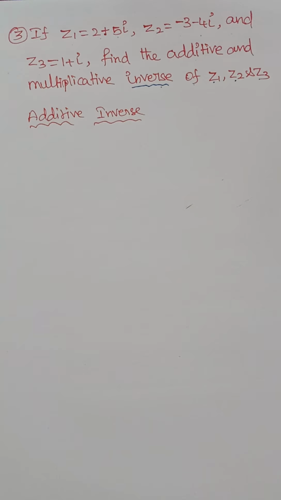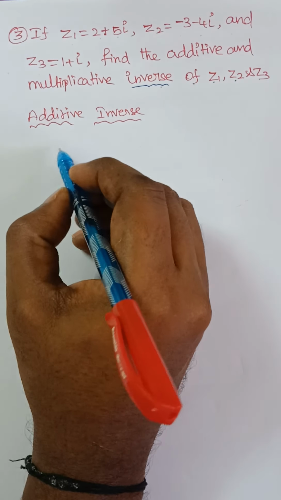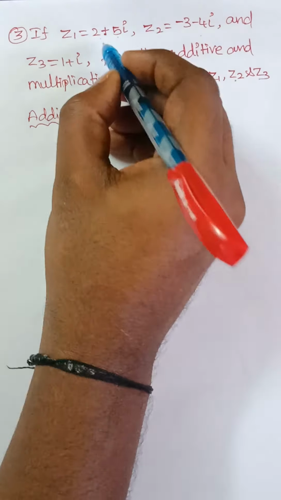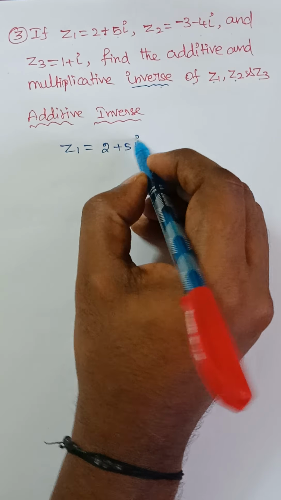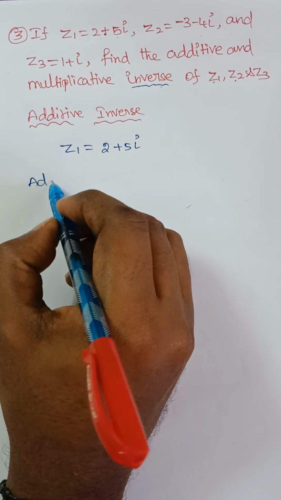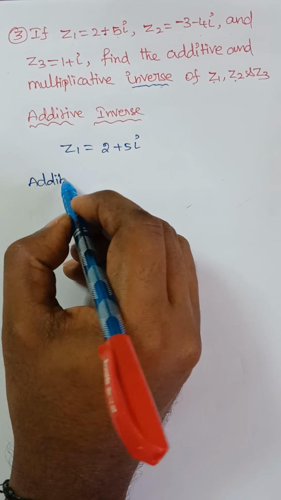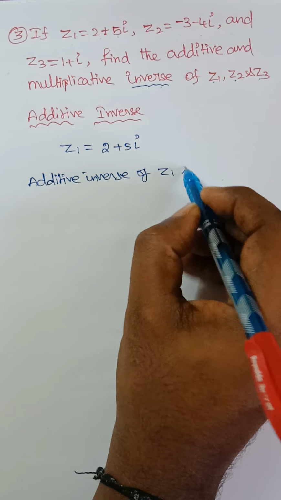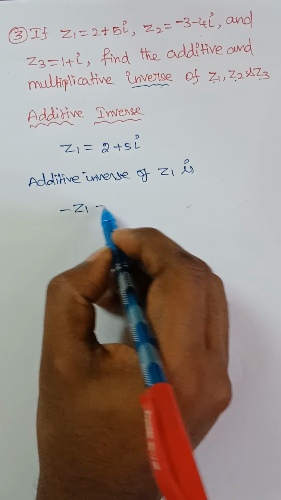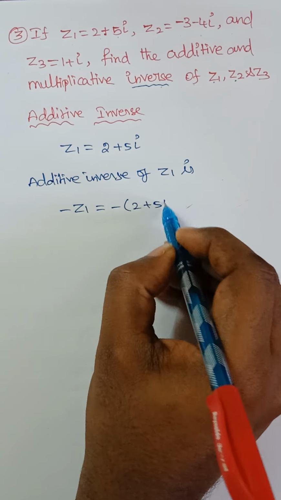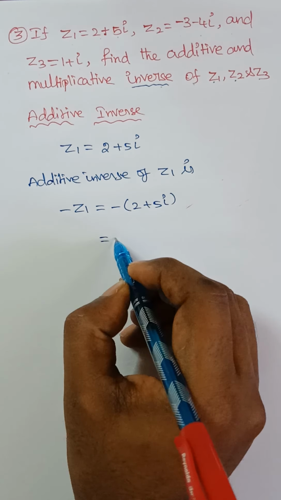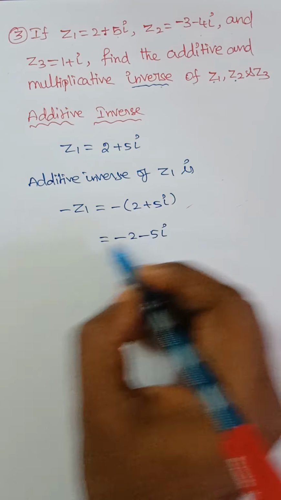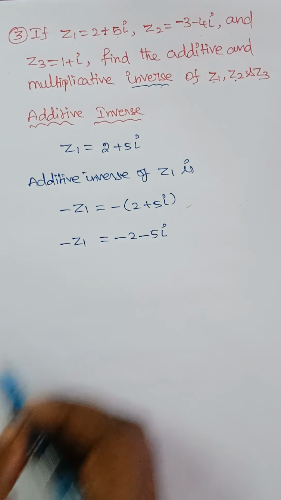So additive inverse is nothing but, if there is a term z, its opposite is the additive inverse. So now I am going to take z1 is equal to 2 plus 5i. So the additive inverse of z1 is minus z1, so minus of 2 plus 5i, that is equal to minus 2 minus 5i. That is the additive inverse of z1.